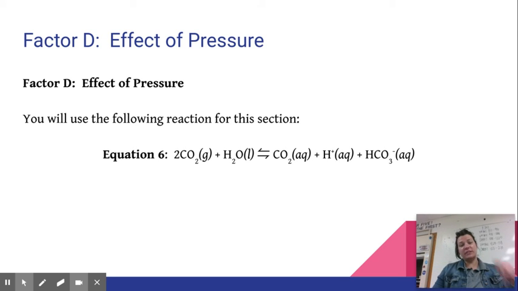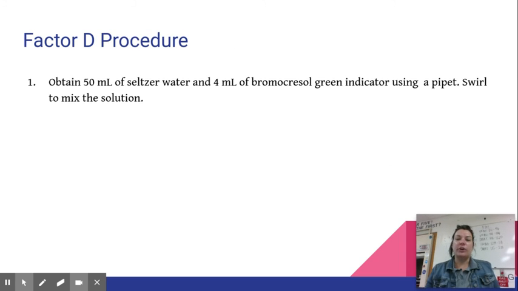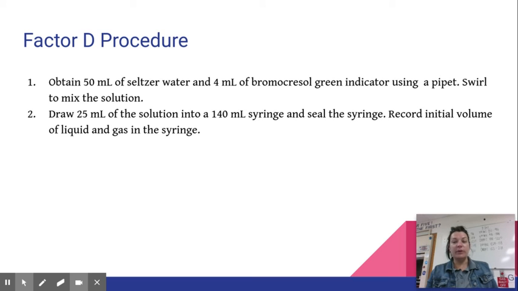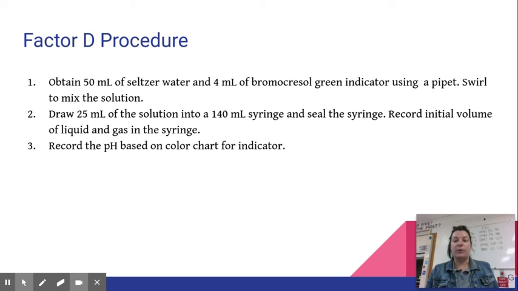Okay, then I'm going to go fast through this one. Effective pressure, we are going to use this reaction. We're going to use carbon dioxide, water, and ultimately we're going to be using seltzer water for this one. So again, we're going to use the bromocresol indicator to tell us whether our pH is acidic or basic. So we're going to add 50 milliliters of seltzer water and 4 milliliters of the bromocresol green. And we're going to draw up 25 milliliters into a 140 milliliter syringe. We're going to record initial volume of liquid and gas. We're going to record pH.